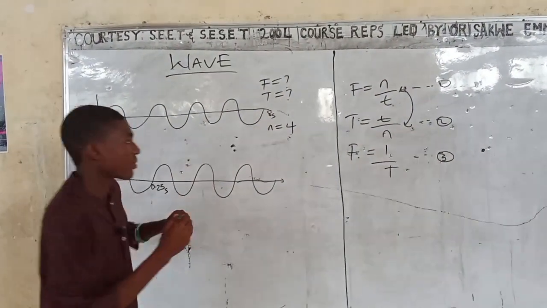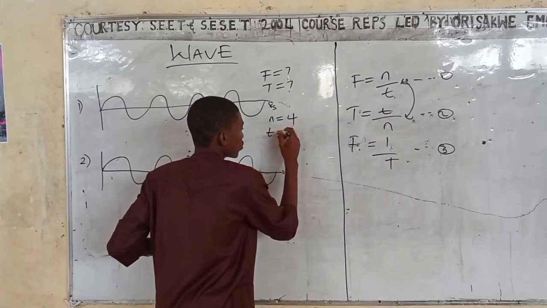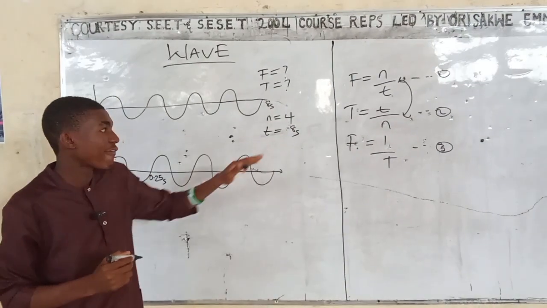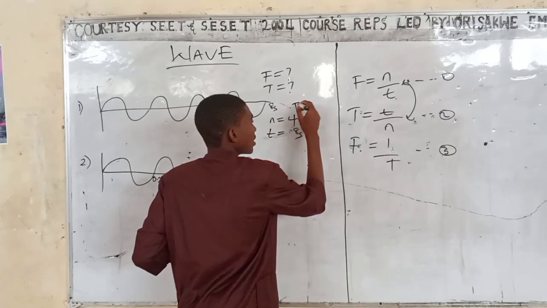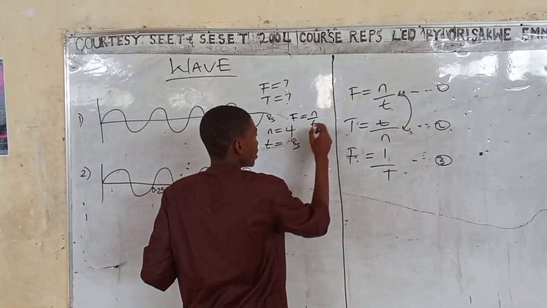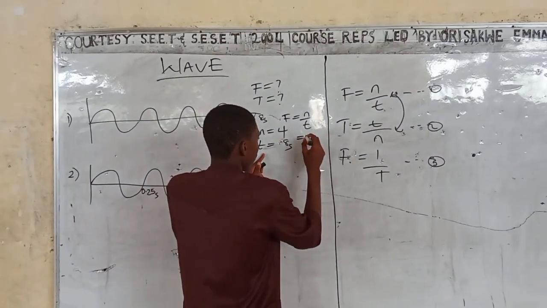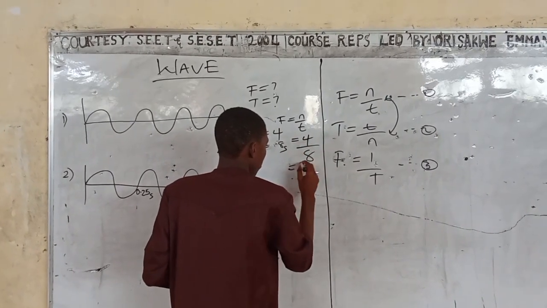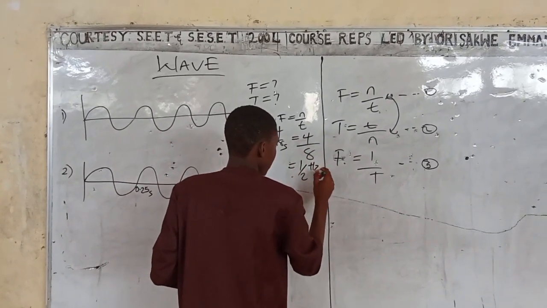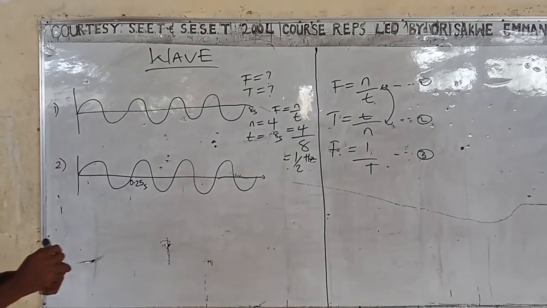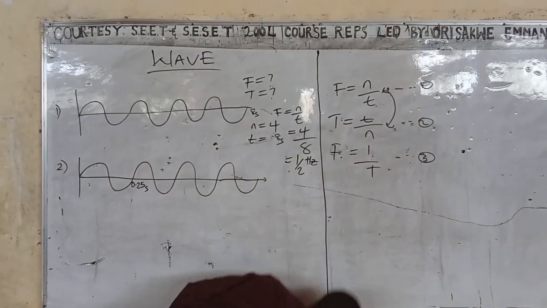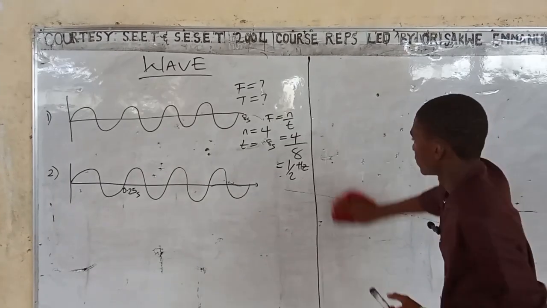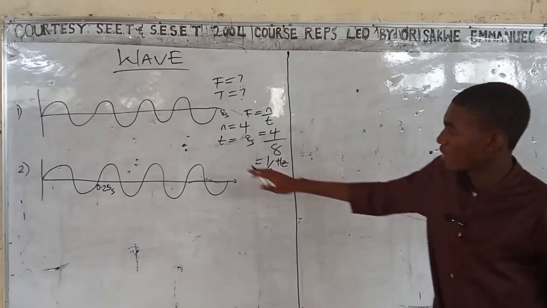And what is our total time? Our total time equals 8 seconds. From here, you see total time is 8 seconds. Now from our formula, we can say our frequency equals n over t, which equals 4 over 8, which equals 1 over 2 hertz. This is our frequency for this first question.